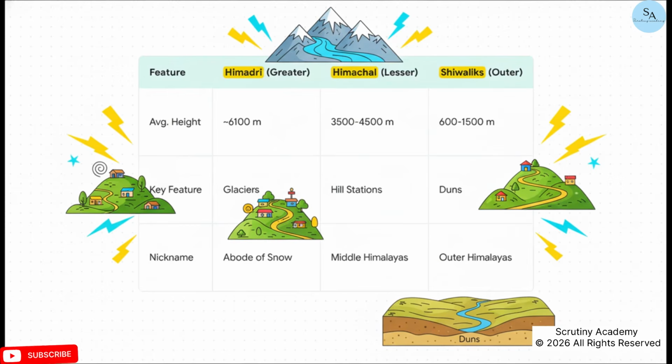The Himadri is the highest, it's home to glaciers. The Himachal is in the middle, famous for all its hill stations. And the Shiwaliks are the lowest and outermost, and they're known for these really unique valleys called dunes.